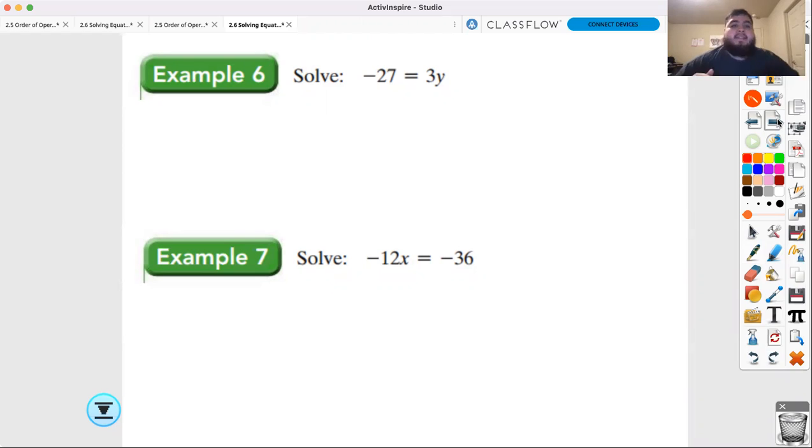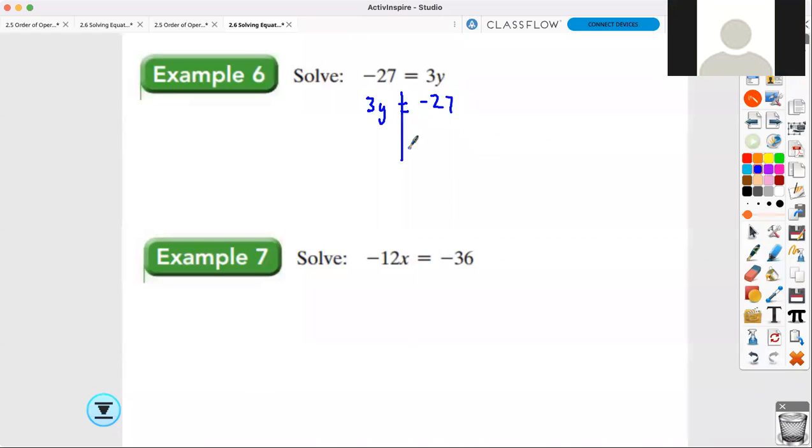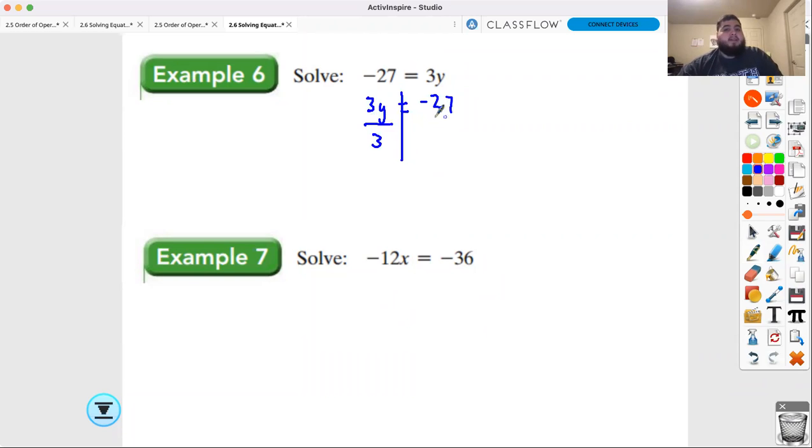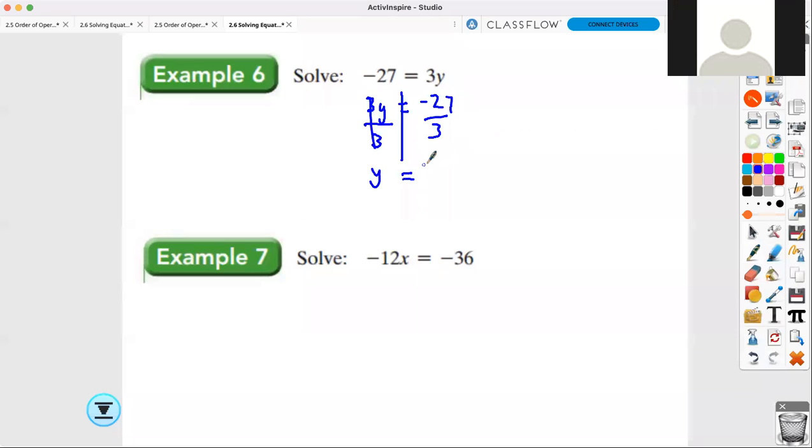All right, let's take a look at example 6, class. We have -27 equals 3y. Me being the OCD guy that I am, I'm gonna flip it, right? Because I don't like the letter being on the other side. That's just who I am. Now, can someone share with us? We have 3y equals -27. Can someone tell us what is the one step we're gonna do to get y by itself? Now remember, we have 3y. Divide by 3. Excellent. We have to remember what we do to one side, we do to the other. And then what's -27 divided by 3?